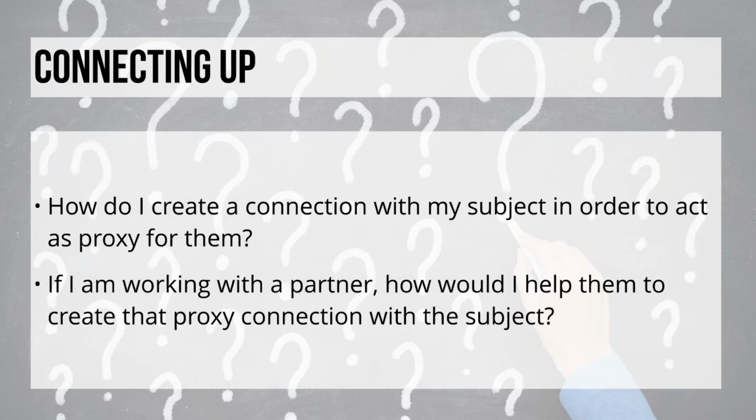If I am working with a partner, how would I help them to create that proxy connection with the subject? Okay, well, here's how this works. Let's say that I am working with my wife, Jean, and I'm going to have her act as proxy for someone else, maybe one of our kids somewhere. I would have her hold out her arm, and I would then have her say that her name is the name of that other person. So she might say, my name is Lizzie. And at first, when I press down on her arm to get a response, it will probably be weak because that connection has not yet been made.